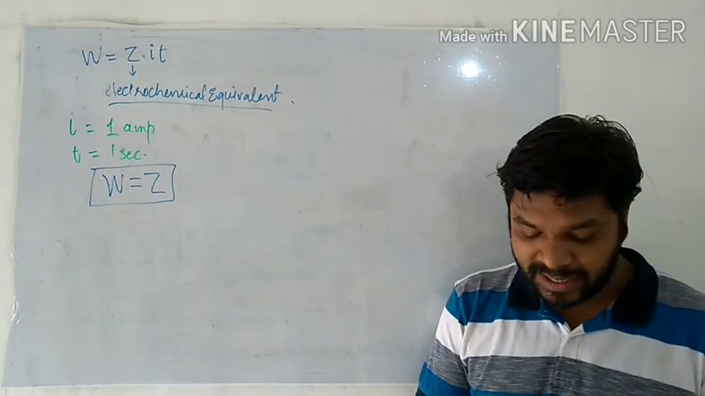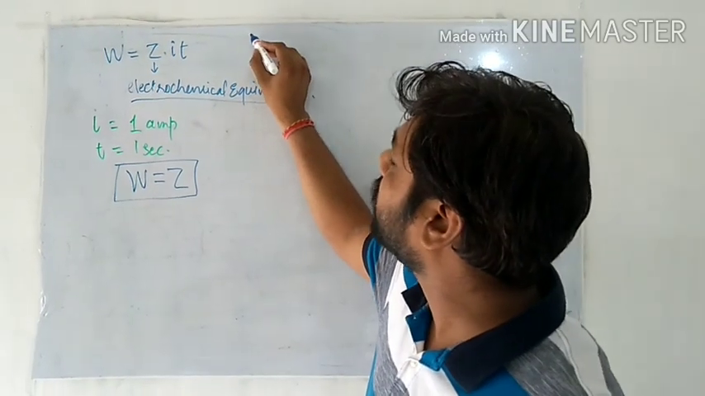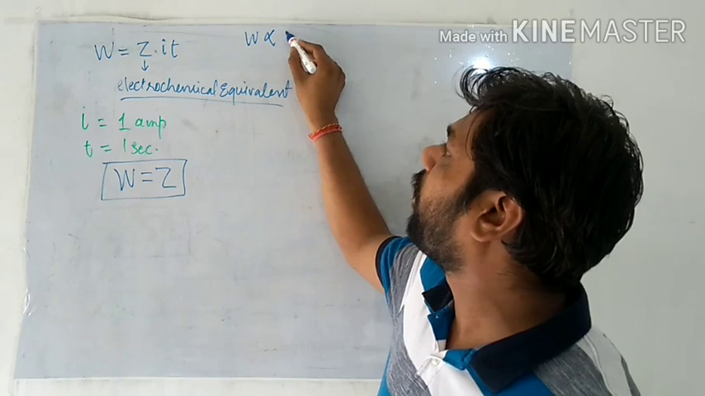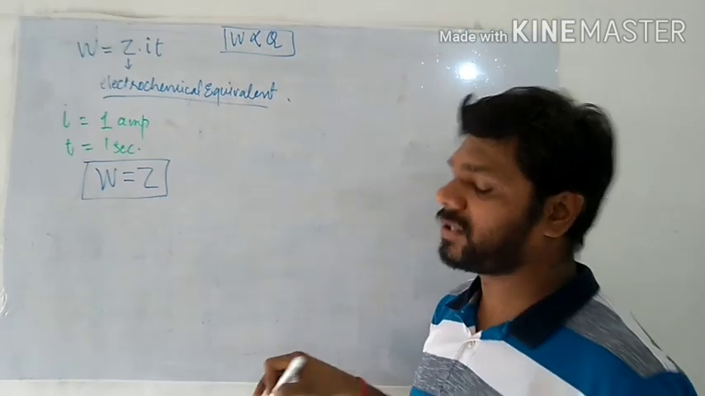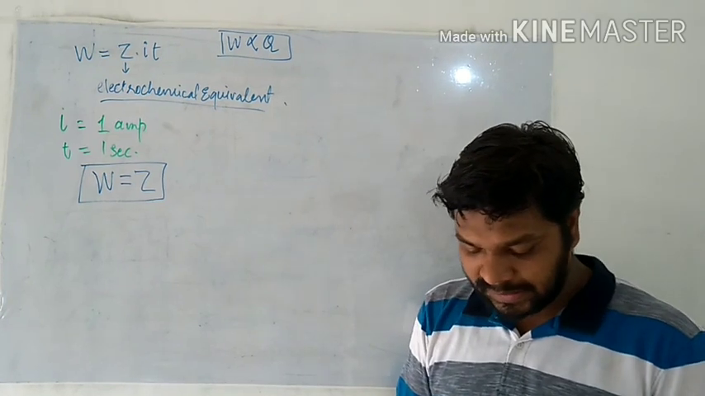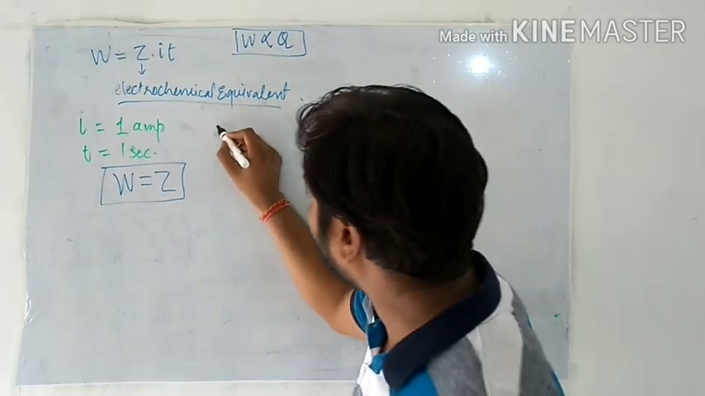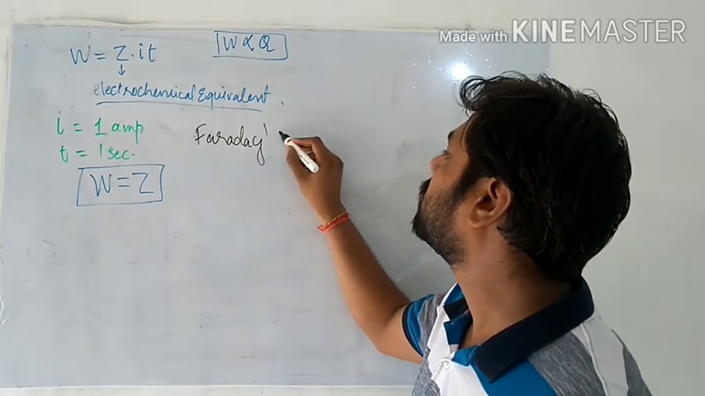Now we will see Faraday's second law. This was the first law. What was Faraday's first law? We had this, that mass of substance deposited on electrode is directly proportional to the amount of current passed through it. Now we'll see Faraday's second law.